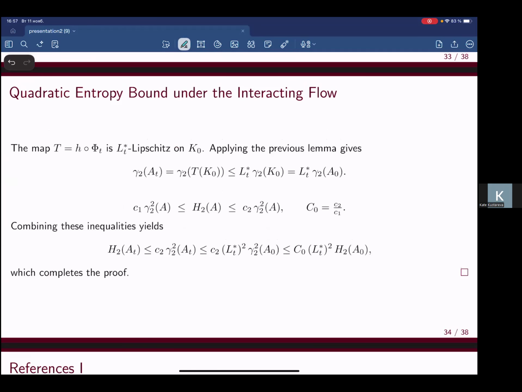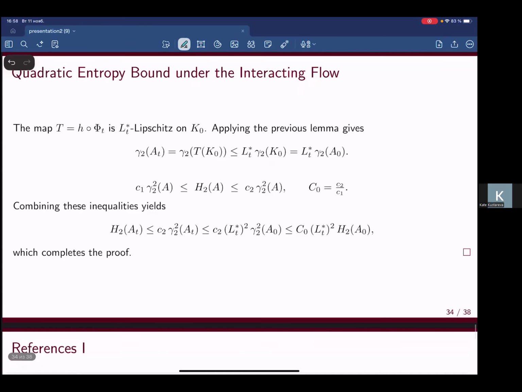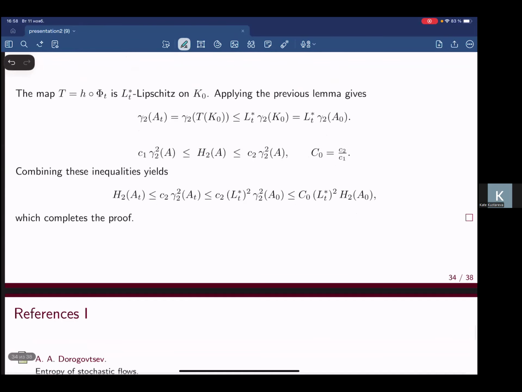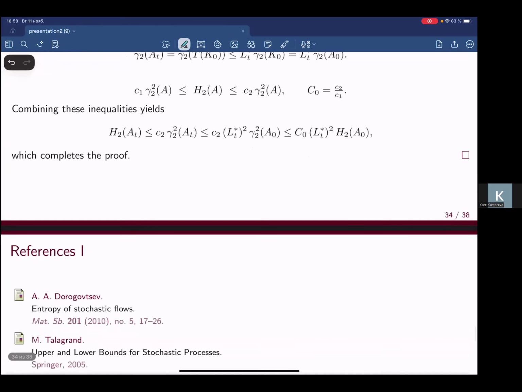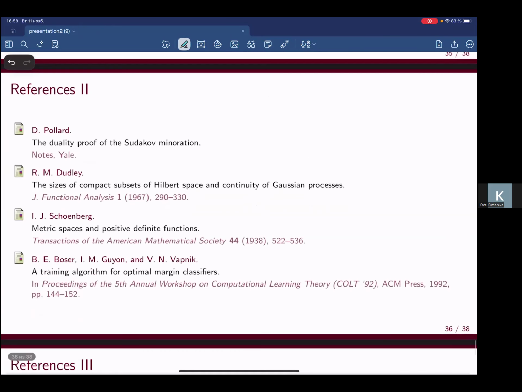Hence, the quadratic entropy grows at most quadratically with the local Lipschitz constant of the flow, which completes the proof. So then here are my references: Talagrand, Ledoux, Vershynin, Dudley, Vapnik, and some optimization.